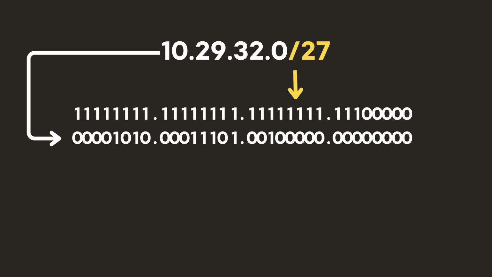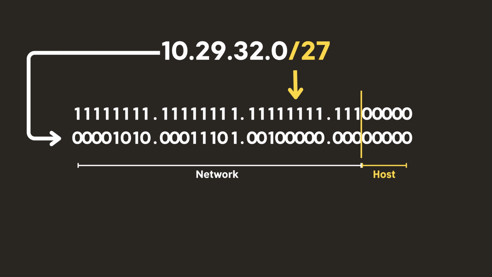Then we translate the IP address to binary. After that, identify the network and host portion. The ones in the subnet mask cover the network portion, and zeros indicate the host part. You are now ready to identify the network and broadcast address by converting the binary back to decimal values.